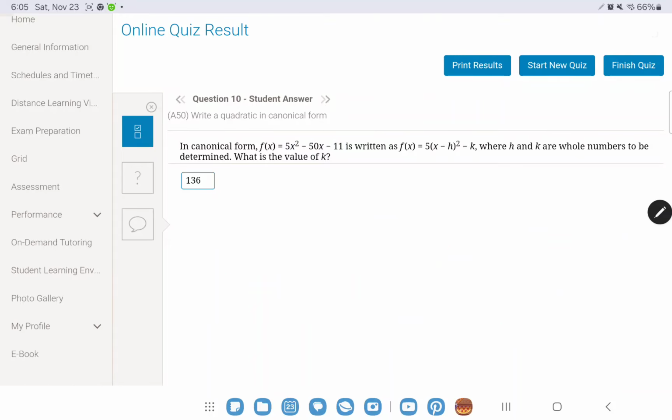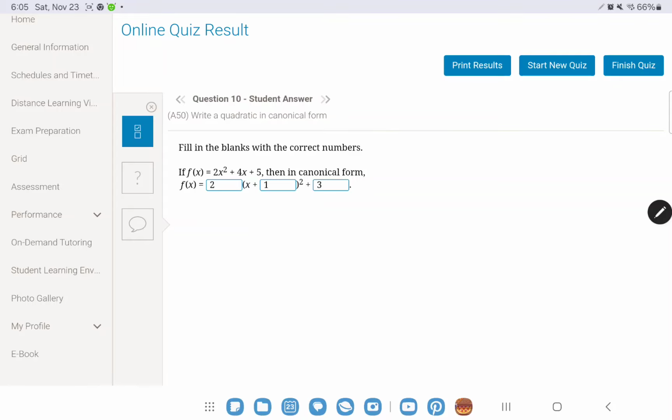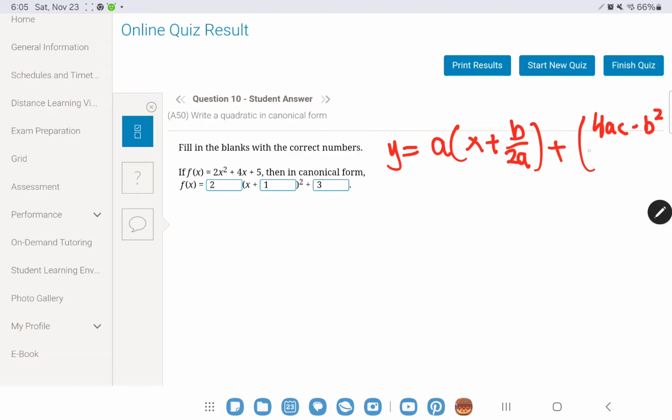Now let's move on. Another canonical form question. Do I really need to write it? I'll write it again. Y equals a into x plus b over 2a, plus 4ac minus b squared over 4a, and you get your answer guaranteed. See?